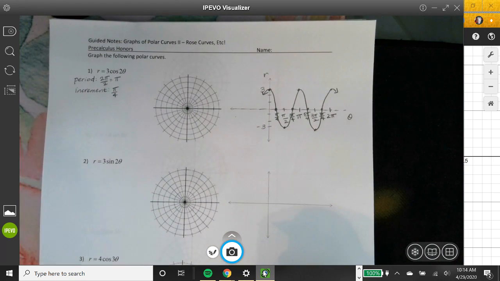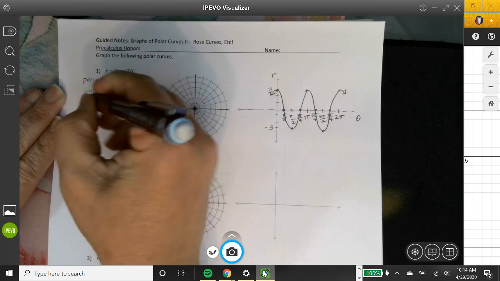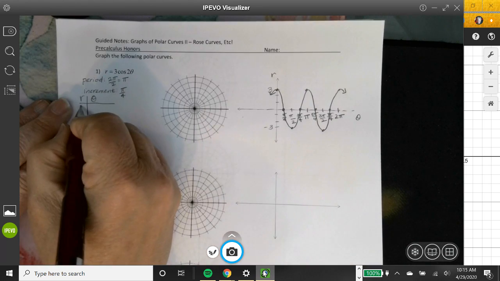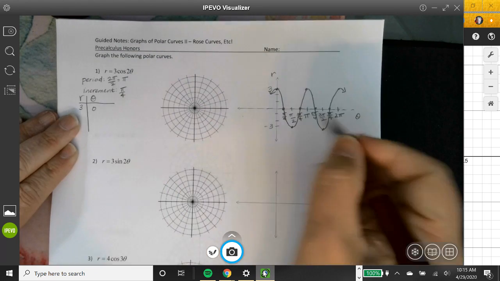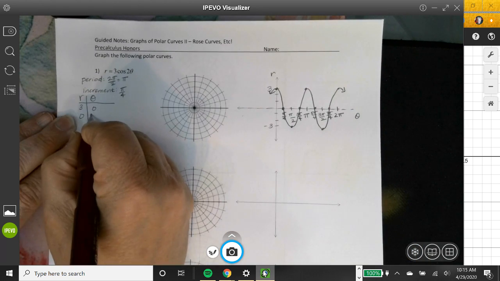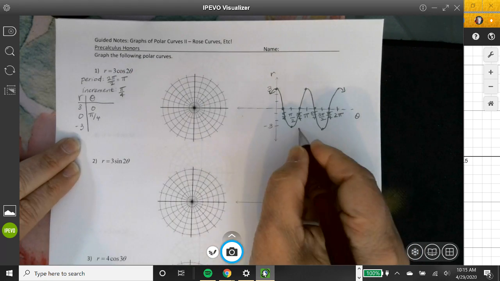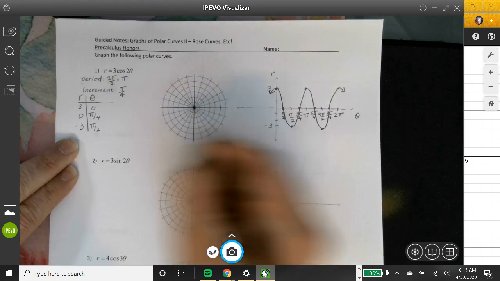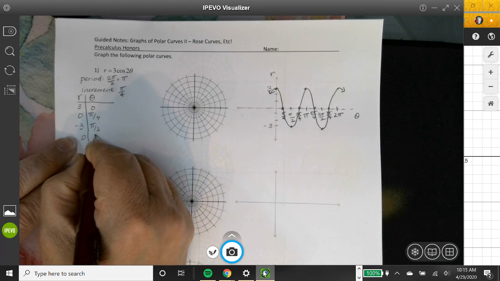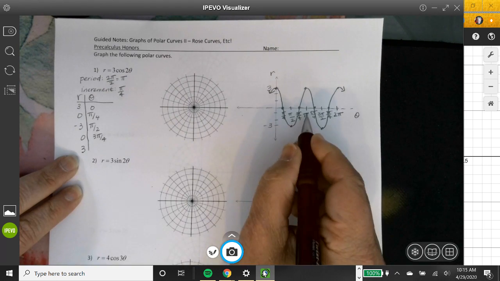There's our curve. And just like we did on the cardioids and such, I'm going to do an r theta chart. Now r is 3 here, and theta is 0. And then we go to r is 0, and theta is pi over 4. And then we say r is negative 3, and theta is pi over 2. And then r is 0, and then theta is 3 pi over 4. Then we go to r is 3 at pi.